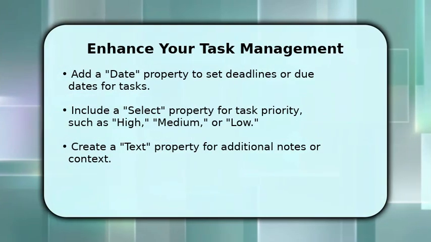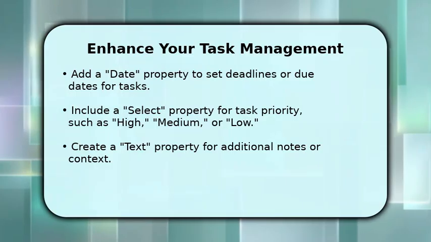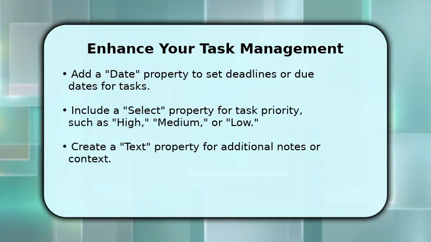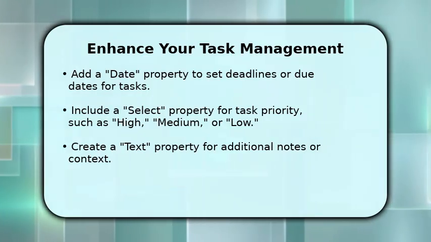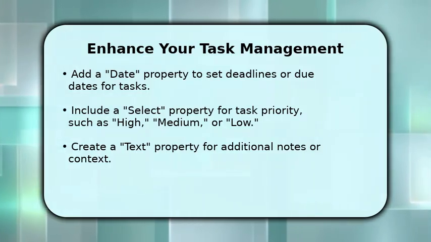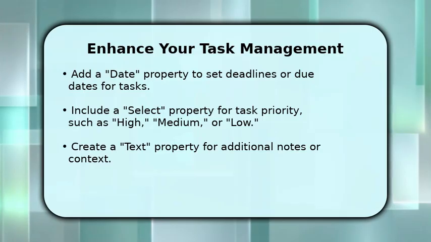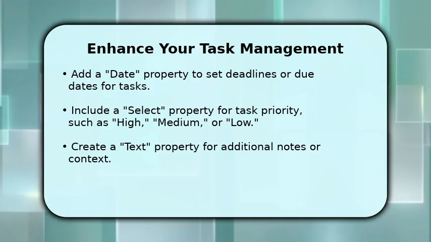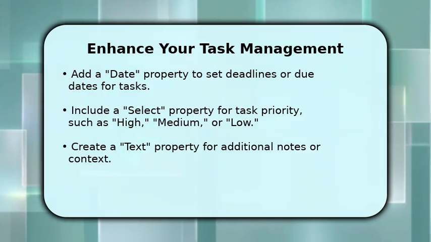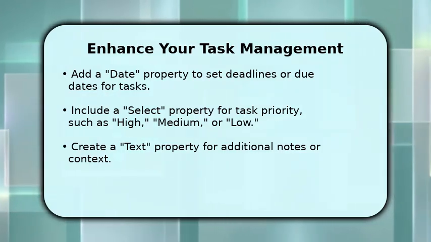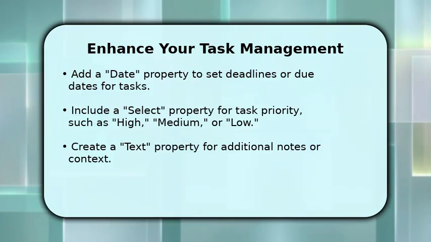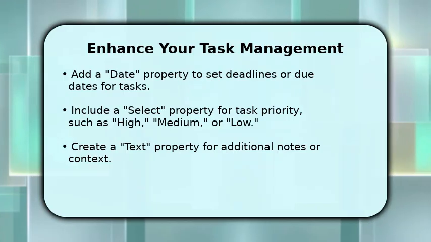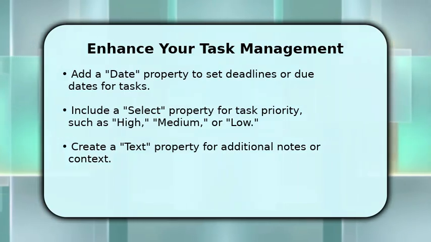Now let's make your to-do list even more powerful. Add a date property to assign specific deadlines or due dates to your tasks, ensuring you never miss an important commitment. Next, introduce a select property for priority levels, allowing you to categorize tasks as high, medium, or low. This helps you quickly identify what needs your immediate attention. Lastly, include a text property for any extra notes or context you might need for each item.